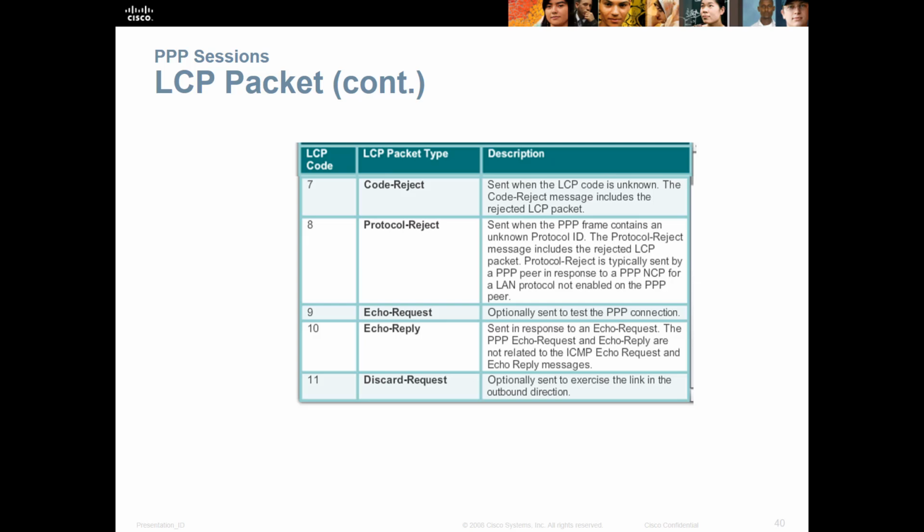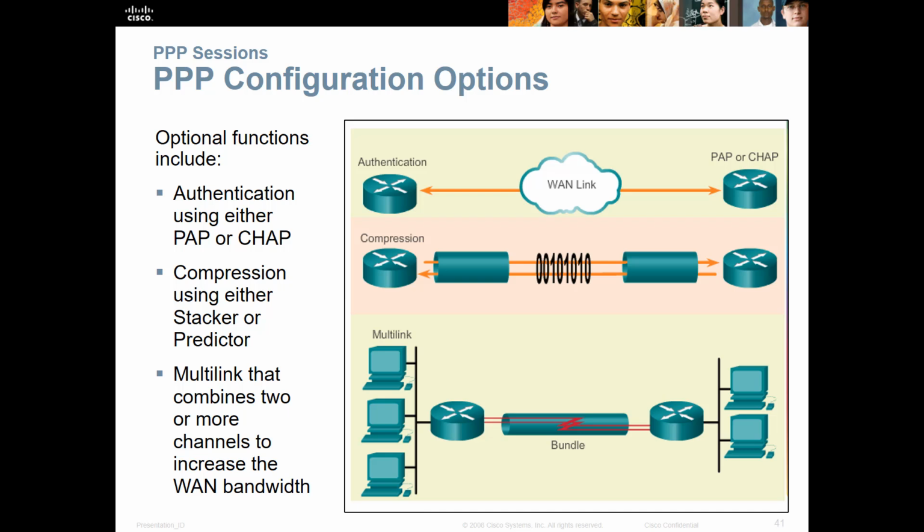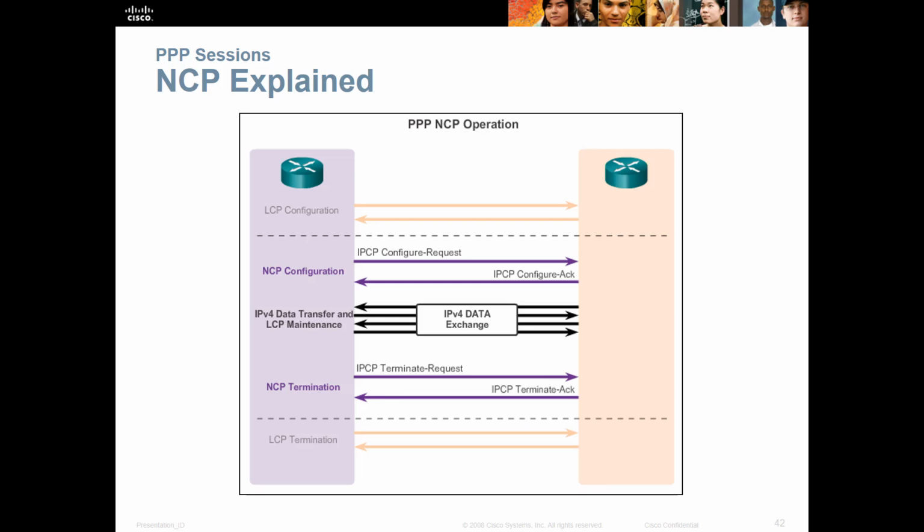Let's talk about configuration options, more specifically authentication. Again, the authentication used by PPP is PAP and CHAP. There's also a compression function, and multilink, which will combine multiple channels to help increase bandwidth. For NCP, once the LCP configuration is negotiated, we have an NCP request and data exchange, and then again an NCP terminate sequence.